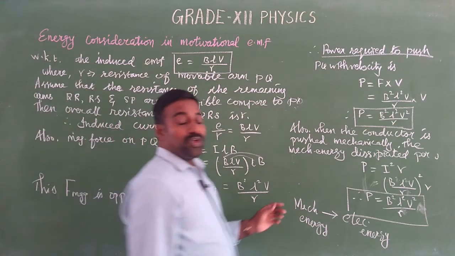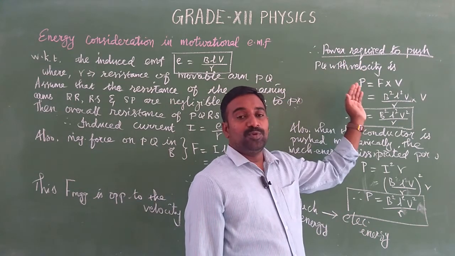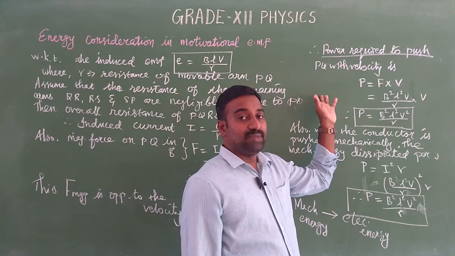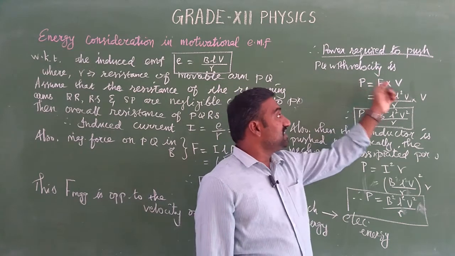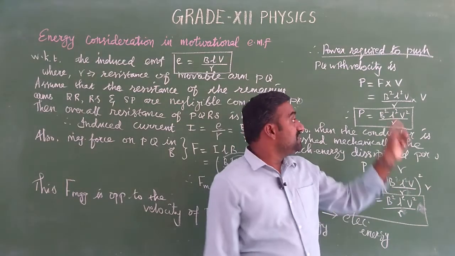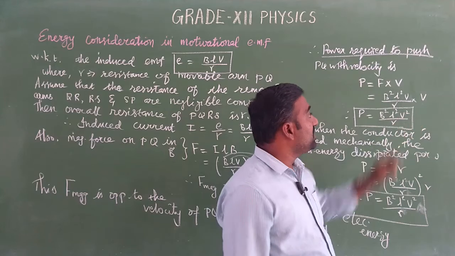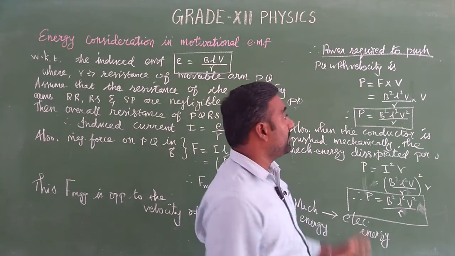Okay, now we are going to calculate the power. What is the power required to push the movable arm in this external magnetic field? So the power is nothing but force into velocity. Already we know the magnetic force, that is B square L square V by R, into V. So V into V becomes V square.